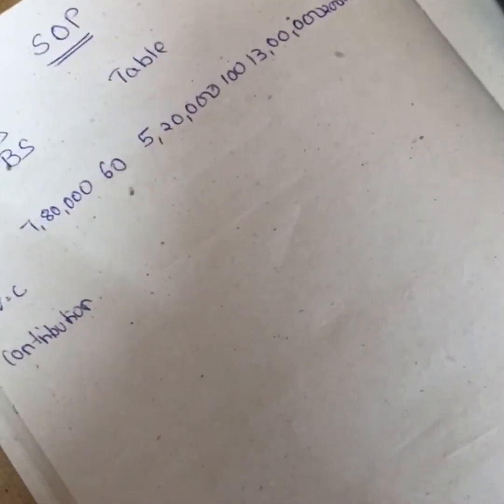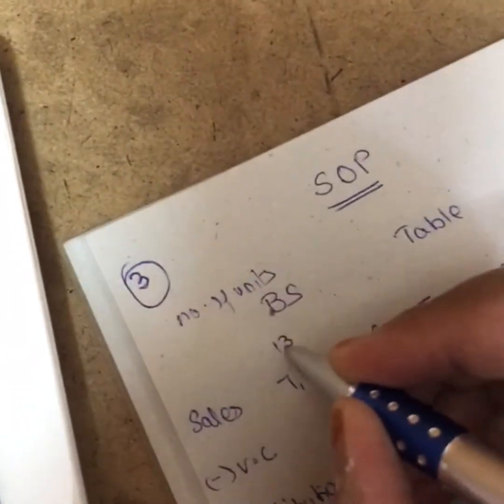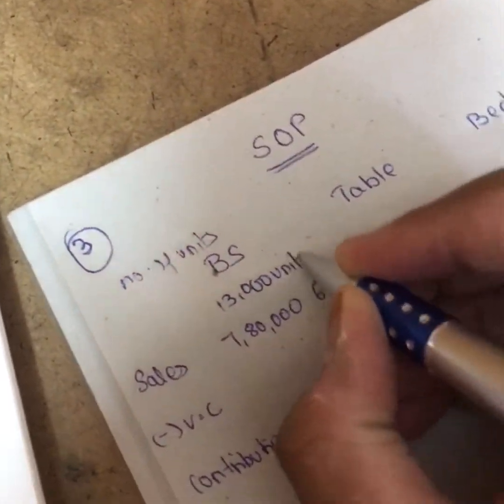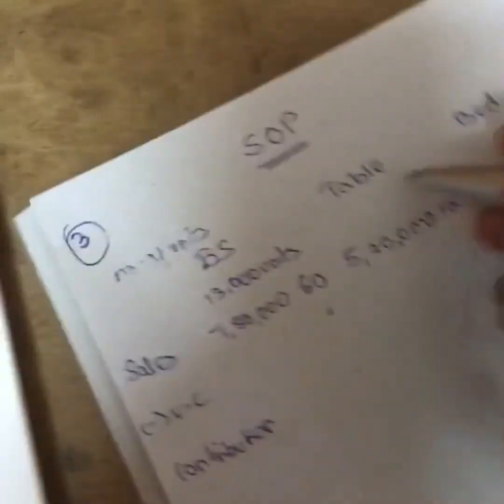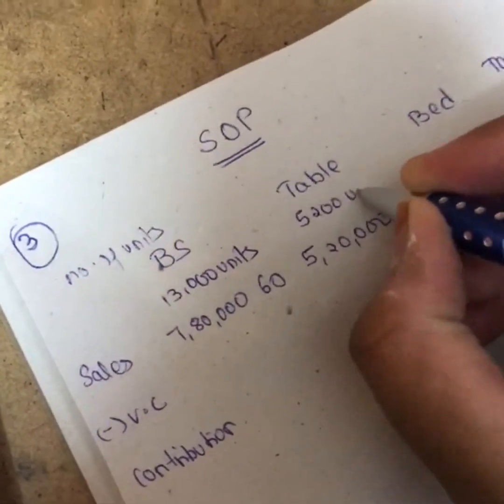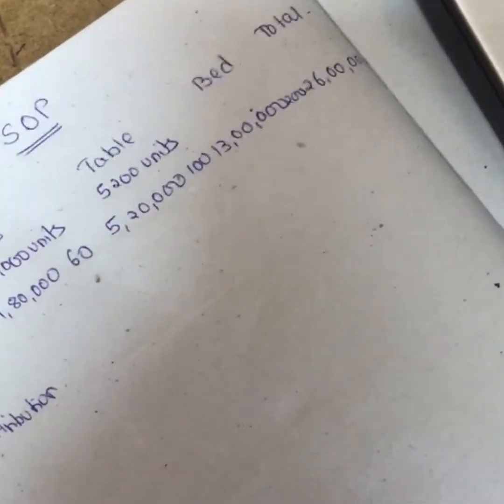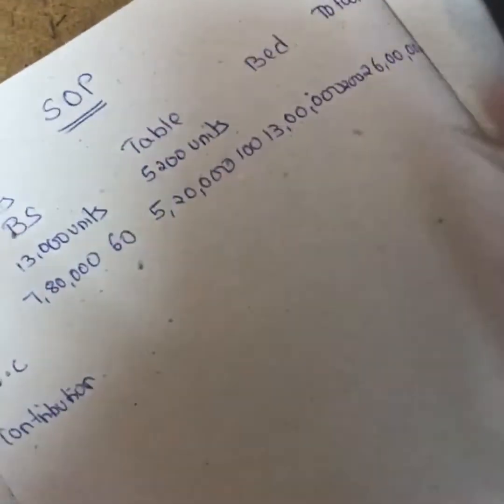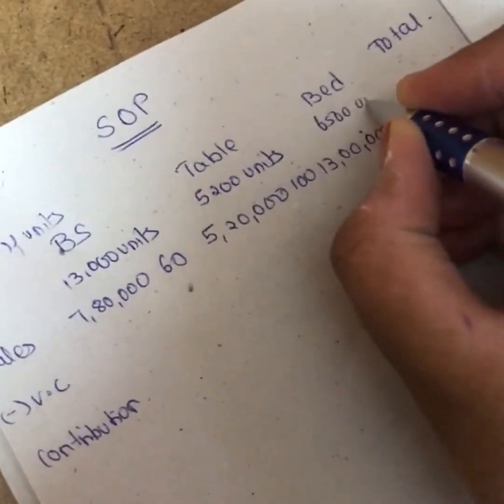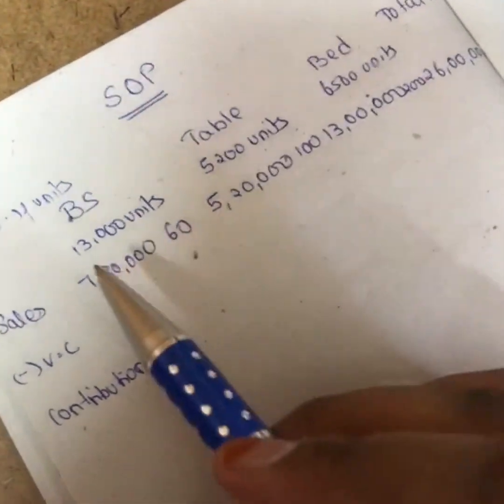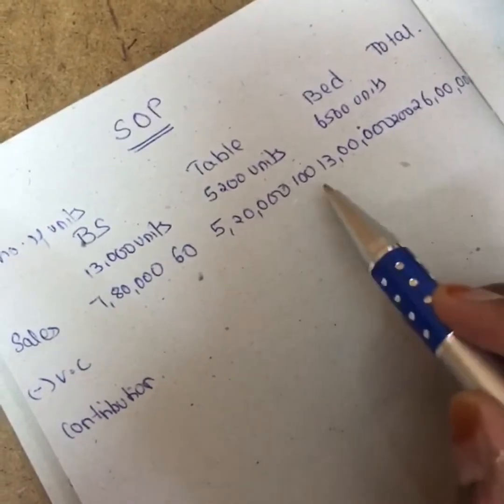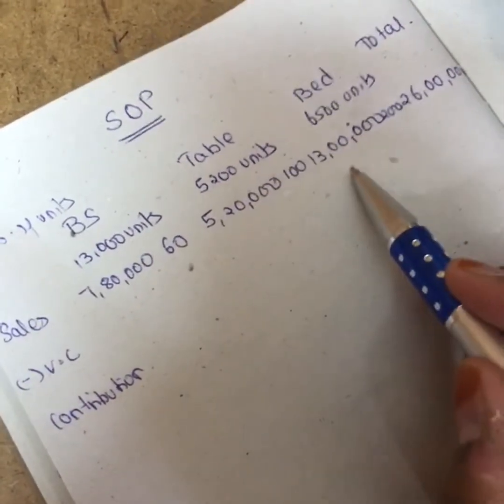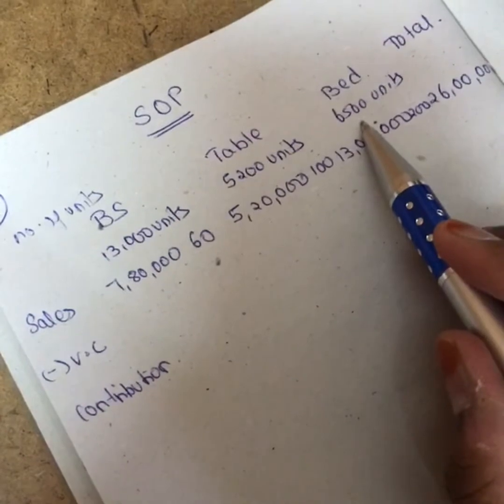So what is the value? It is 7,80,000 divided by 60. So I get 13,000 units. Then we have 5,20,000 divided by 100, you get 5,200 units. Then I have 13 lakhs with me, divided by 200, I have 6,500 units. Understood, right? How to calculate the units? 7,80,000 divided by 60, you get 13,000 units. 5,20,000 divided by 100, you get 5,200 units, and 13 lakhs divided by 200, you get 6,500 units.